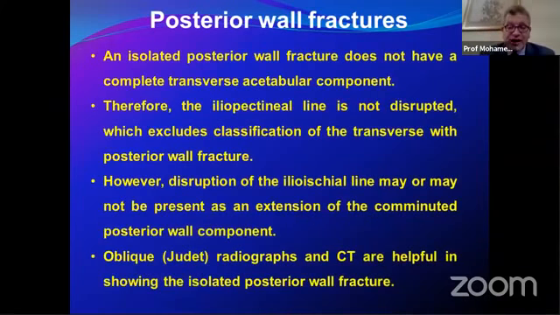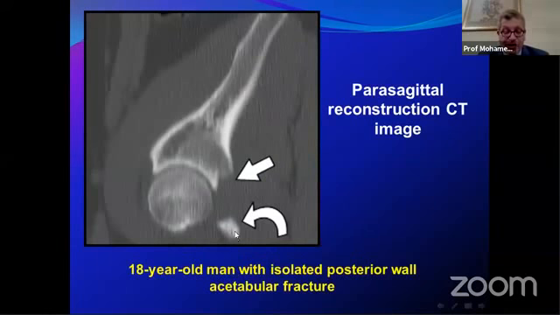An isolated posterior wall fracture does not have a complete transverse acetabular component. Therefore the iliopectineal line is not disrupted. You have to know this quite well. The iliopectineal line is not disrupted, which excludes classification of transverse with posterior wall. So in posterior wall only, the iliopectineal line is maintained. However, disruption of the ilioischial line may or may not be present as an extension of the comminuted posterior wall fracture. Oblique radiographs and CT are helpful in showing the isolated posterior wall fracture. This is the CT showing the isolated posterior wall fracture.